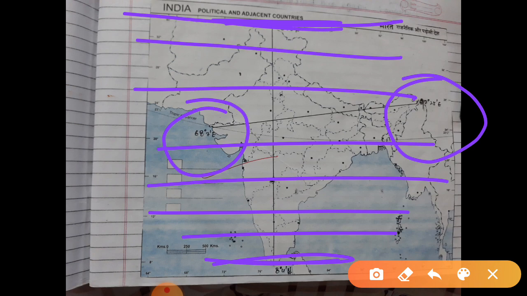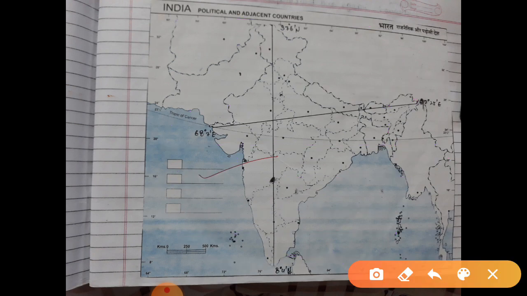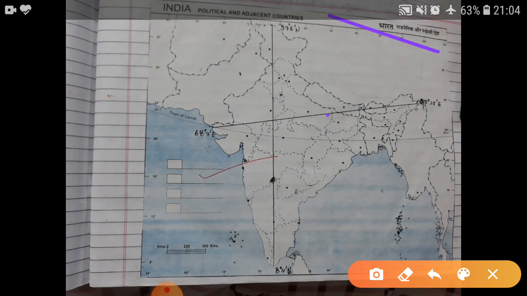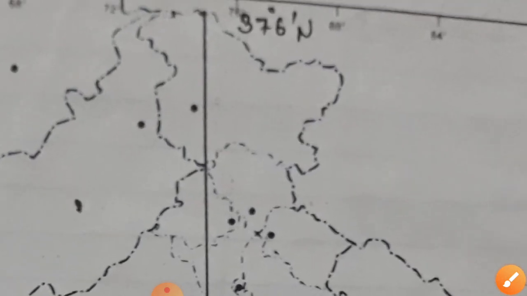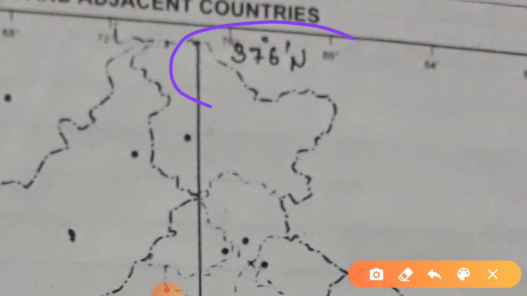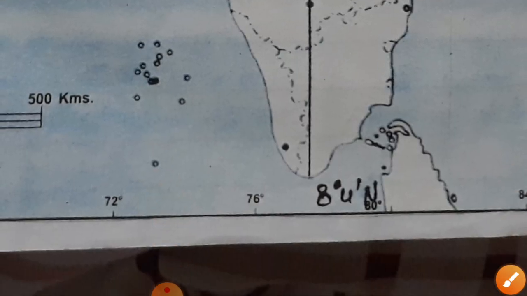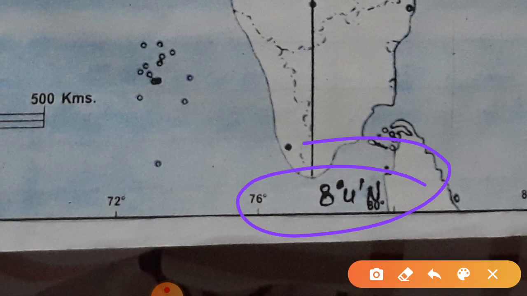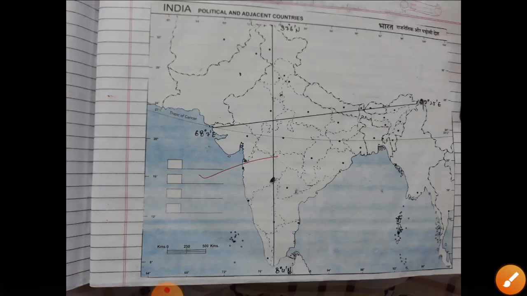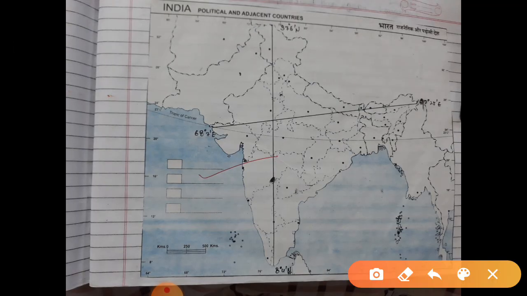Okay, now see, this is 37 degrees 6 north, and it is 8 degrees 4 north. Now see, as you can see, here I have used east, here also east, here north, and here also north. Why is it so?